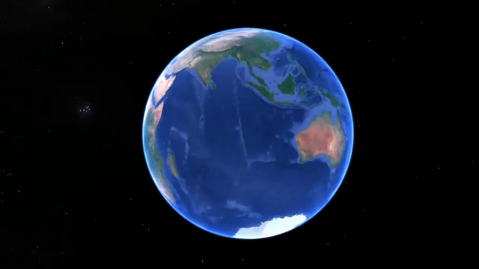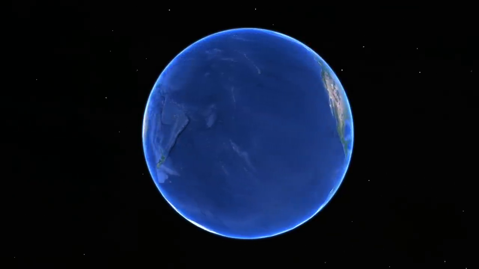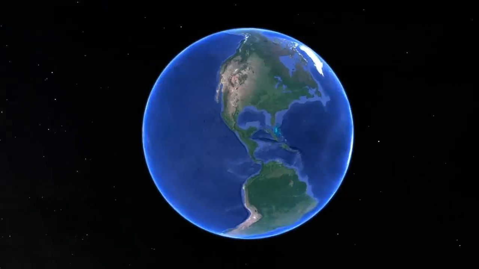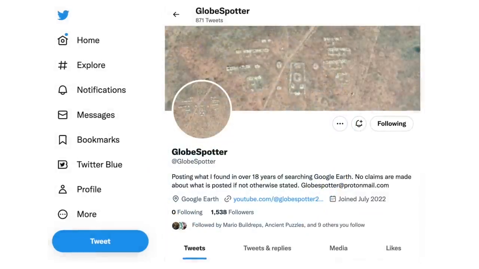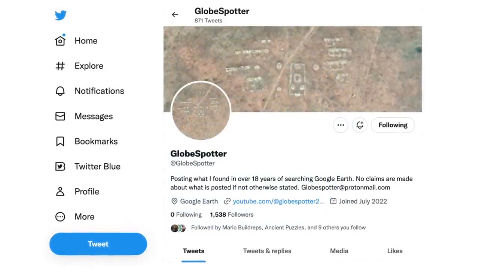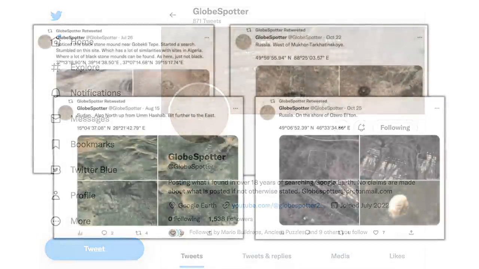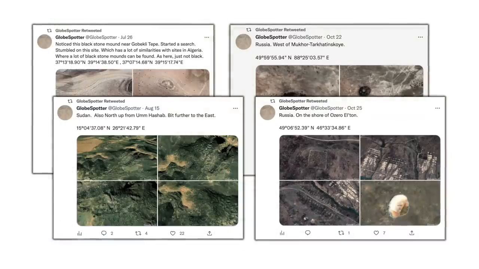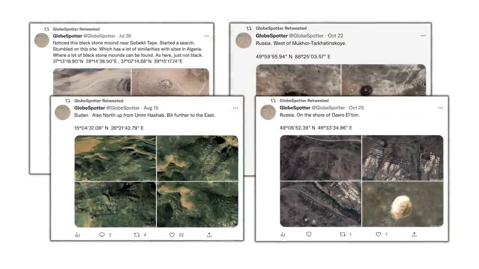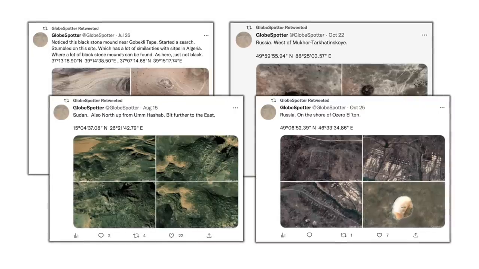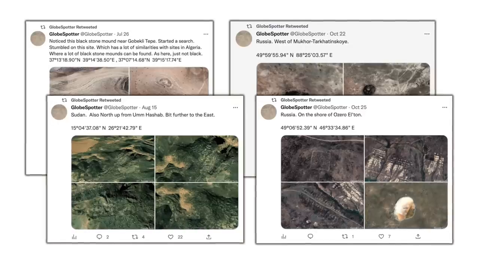The great thing about Google Earth is that it is accessible to everyone. We can all get involved. And there is a growing community of researchers on Twitter. I have a friend who runs a Twitter account called Globespotter, and it's because of his account I'm making this video today. He has spent many years analysing satellite imagery on Google Earth, looking for anomalies and points of interest, and he posts all of his findings on Twitter. And this does generate a lot of discussion with like-minded people.